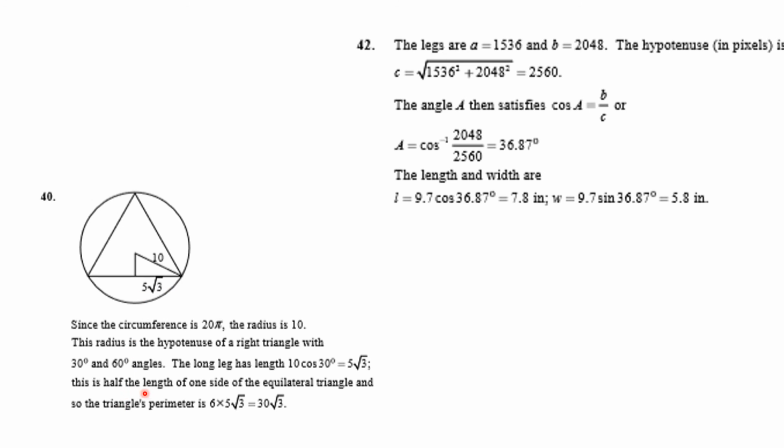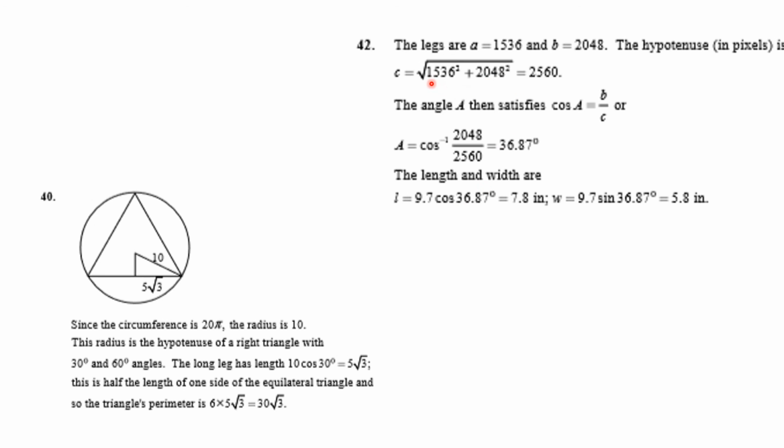That's 5, and that's half the length of one side of an equilateral triangle. Oh, that's half of it. So we know that the area is 1/2 the base times the height, and that's going to give us the base that we're taking that to is there. So we're going to get 6 times 5 square root of 3 for the area of the entire triangle.